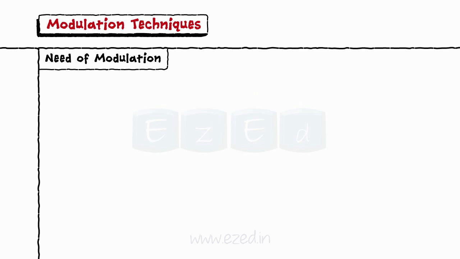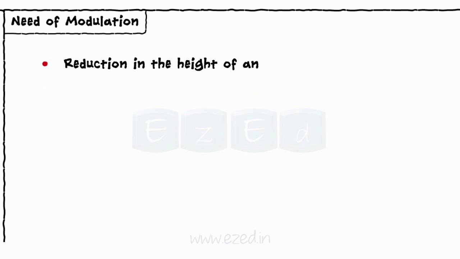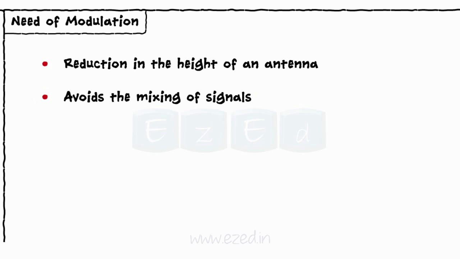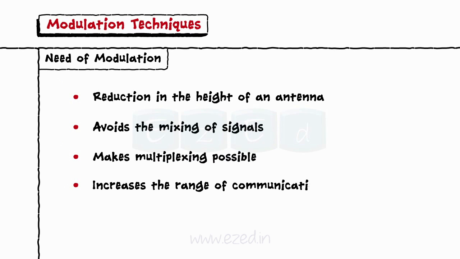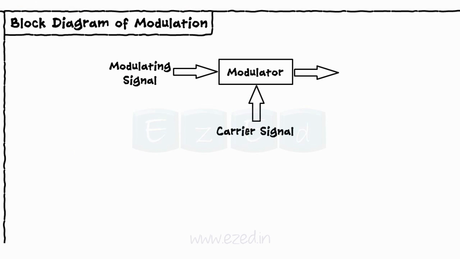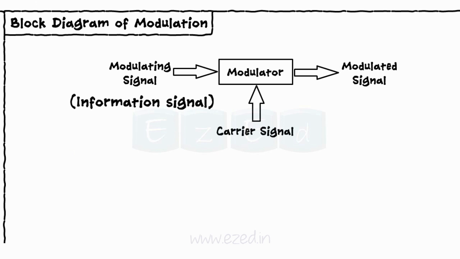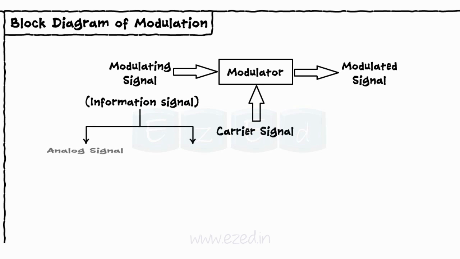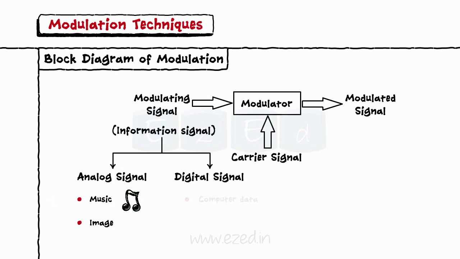Modulation is required for the following reasons: reduction in the height of an antenna, avoids the mixing of signals, makes multiplexing possible, and increases the range of communication. Let's see the block diagram of modulation now. We have two inputs, the modulating signal and the carrier signal, and at the output we get a modulated signal. Modulating signal is nothing but the information signal. This modulating signal is primarily of two forms: analog signal such as music, image, etc., and digital signal such as computer data.